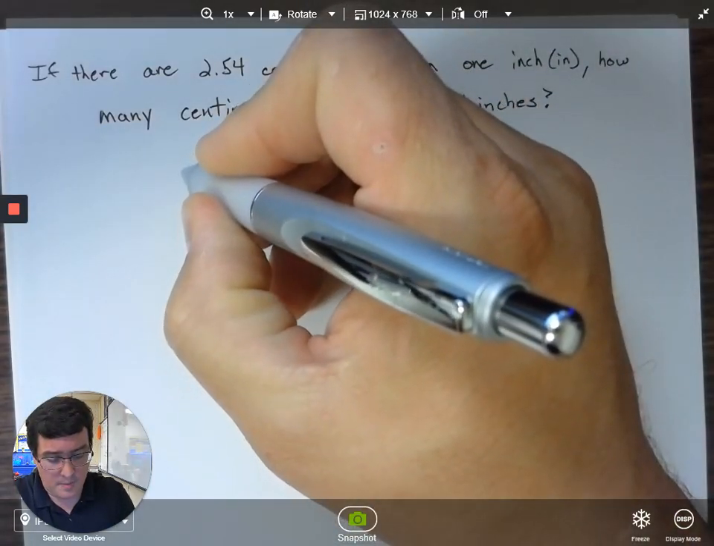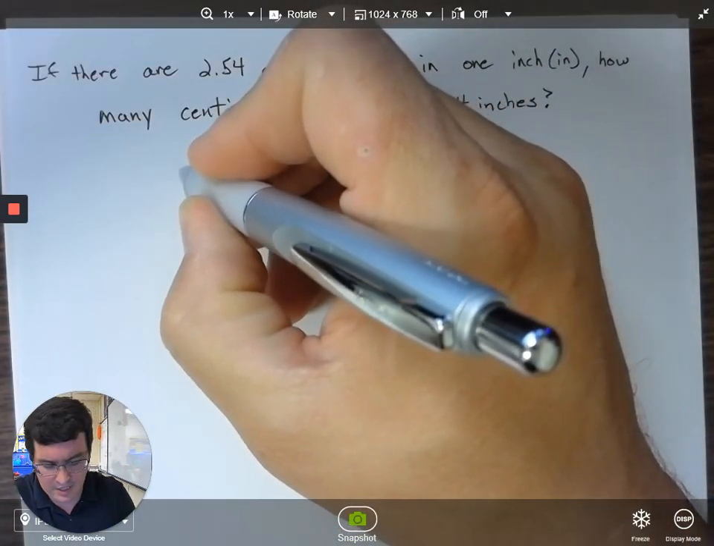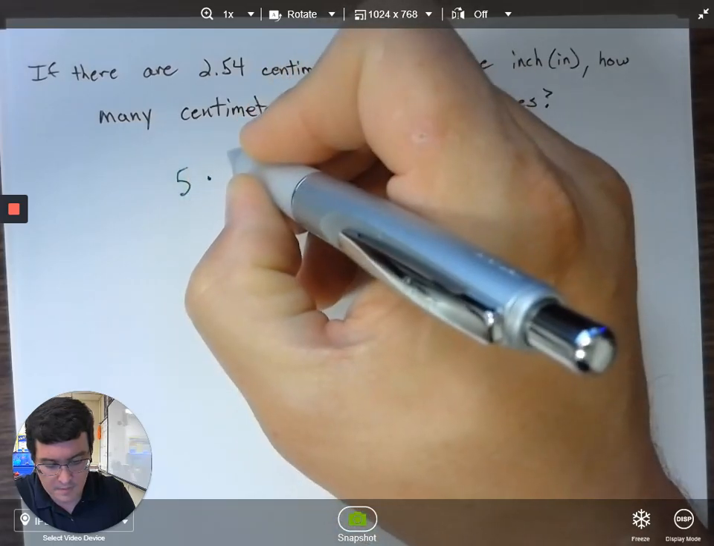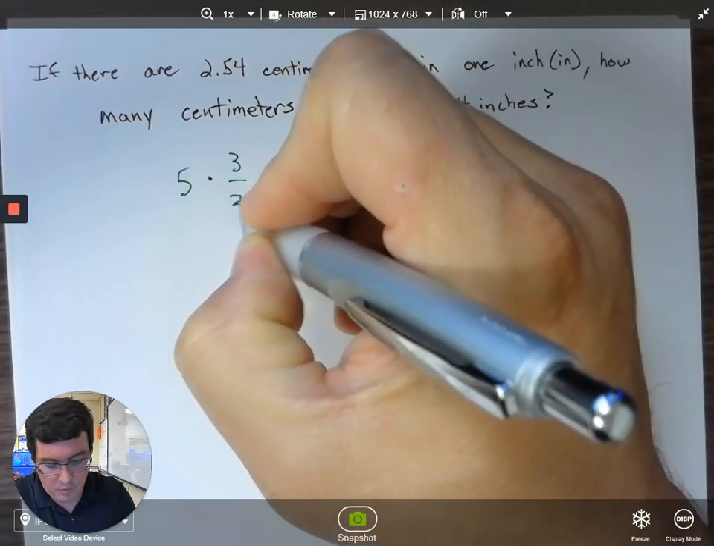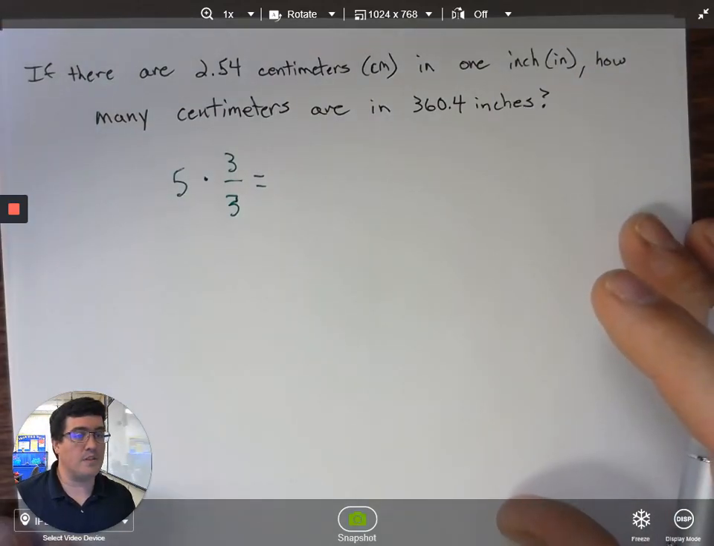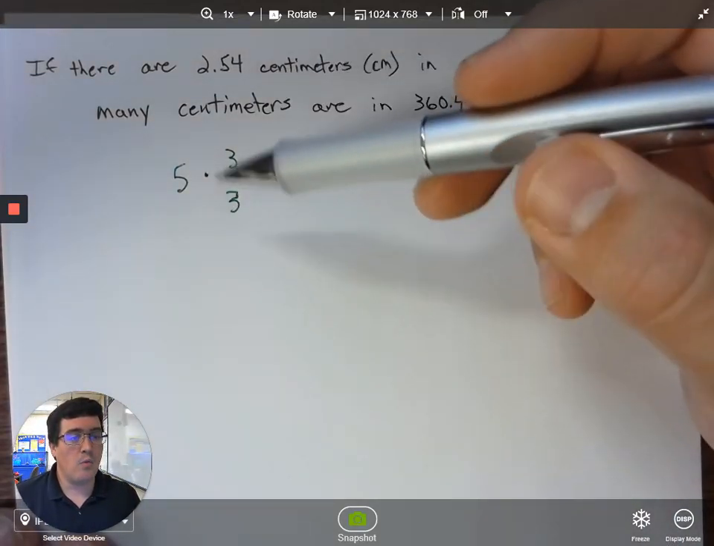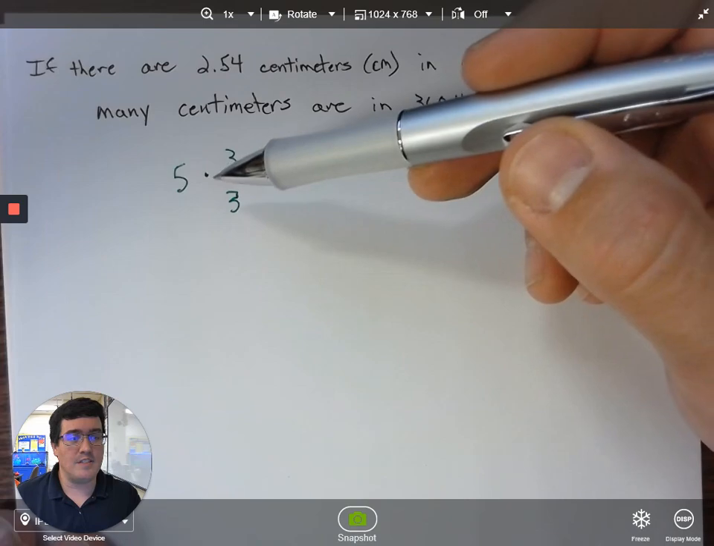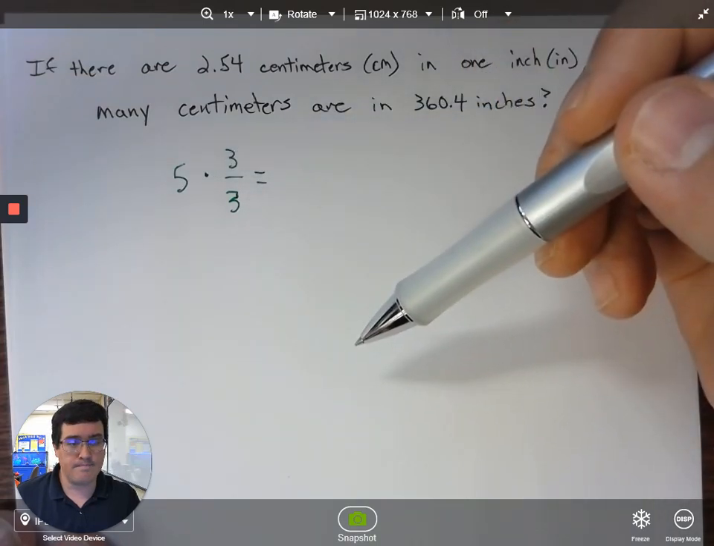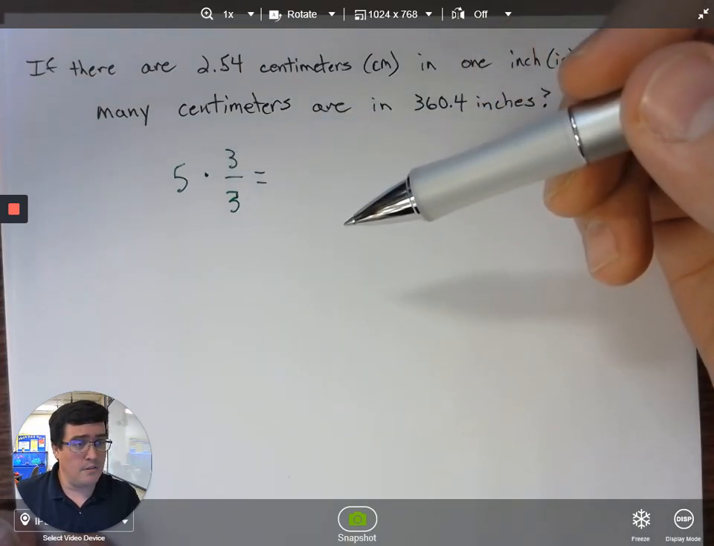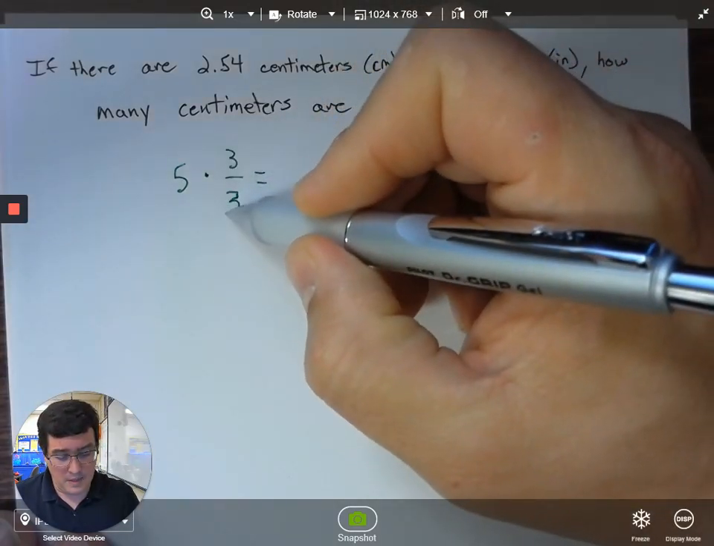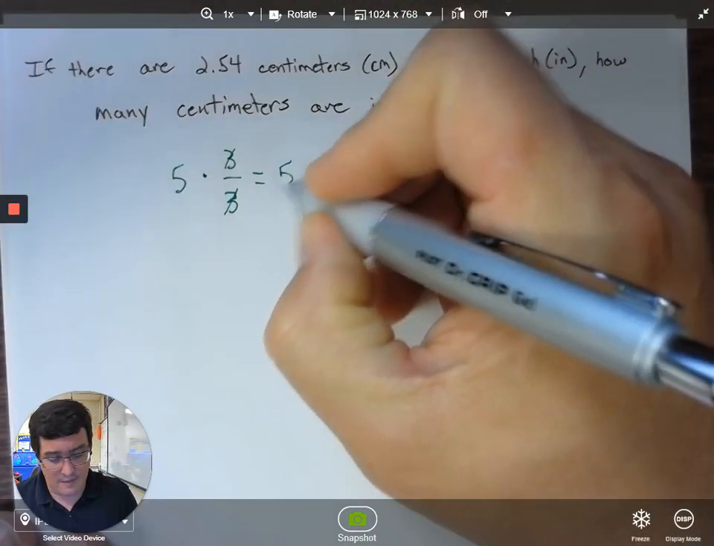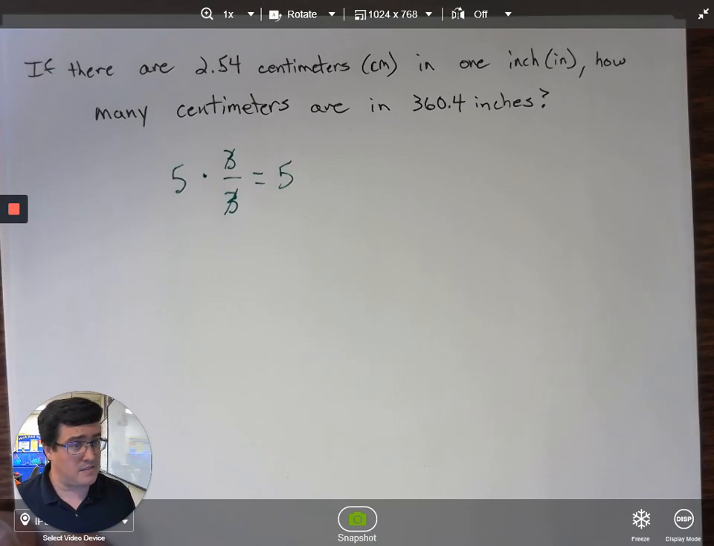And I'm going to start writing something that seems to have no relationship to this problem, but it will hopefully make things obvious for you moving forward. What happens if I multiply 5 times 3 over 3? Well, you've been taught for a very long time that both of these cancel out and you're just left with 5, right? It makes sense.